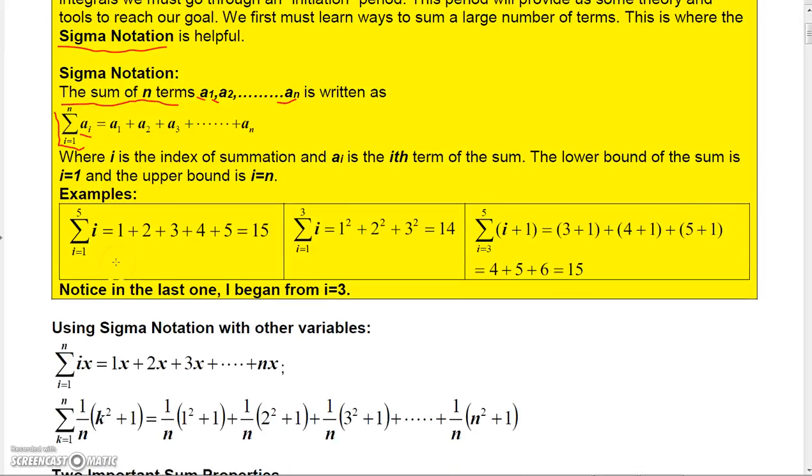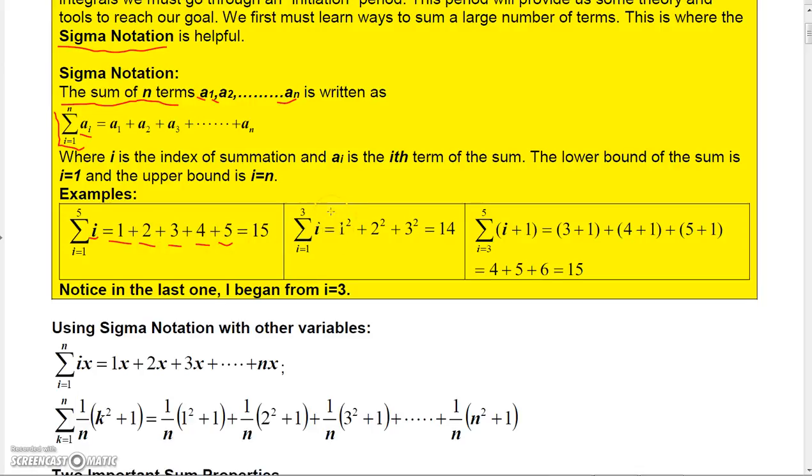And so for some examples, a sub i can be thought of as some function of i. That's one way to think of it. So here we're just going to sum the values of i from 1 to 5. So what is i when i is 1? Well, 1. What is i when i is 2? 2. What's i when i is 3? 4? 5? So that just means you sum the first 5 counting numbers, 1 through 5.